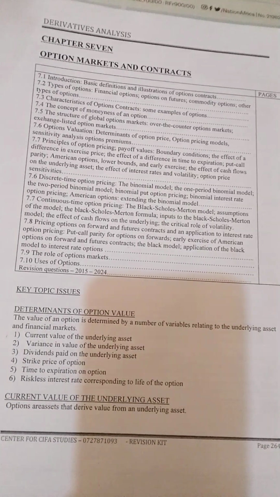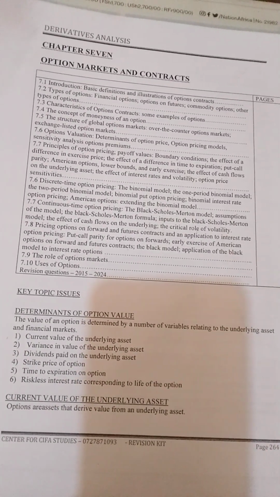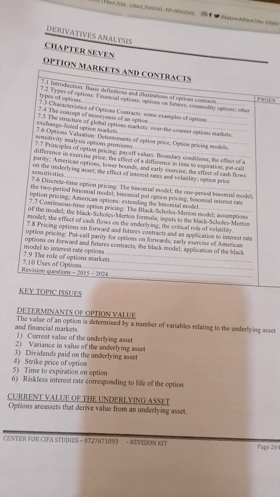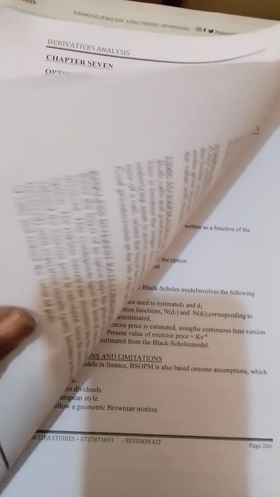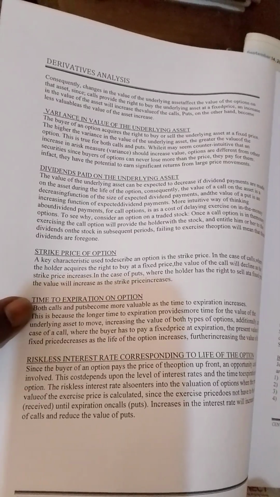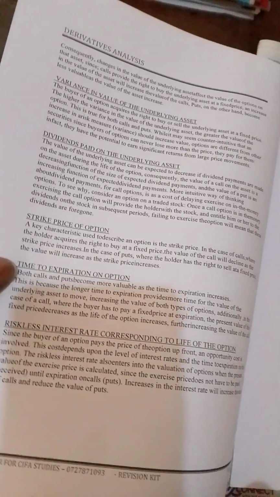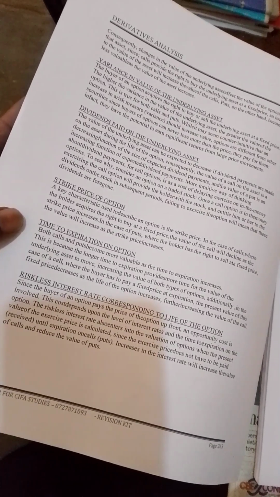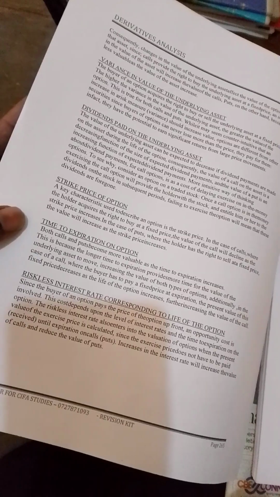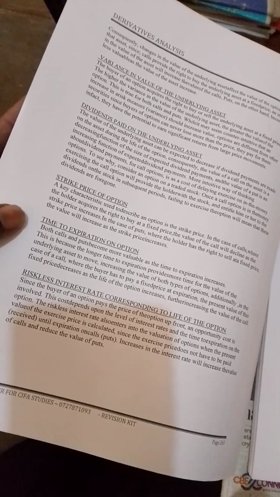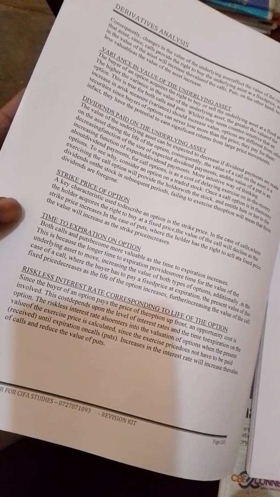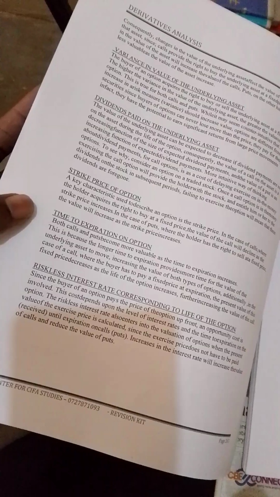Now, we have discussions there. We have explained how each determinant affects the value of option. And if you move to the next page, you find explanations there. That is how variance in value of the underlying asset affects the option price, dividends paid on the underlying asset, the strike price of option, time to expiration on option, and riskless interest rate corresponding to life of the option. So the explanations are there.